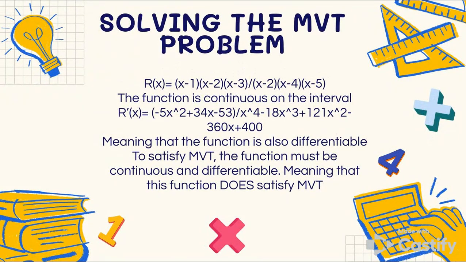So to solve this problem, here I have my function again, r of x, and we know that the function is continuous on the interval of 0 to 1 because we see that on the graph. And we also know that the function is differentiable because I just did the derivative about 2 slides ago. So since the function is continuous and differentiable, it does satisfy MVT.